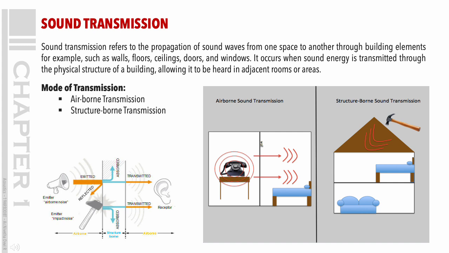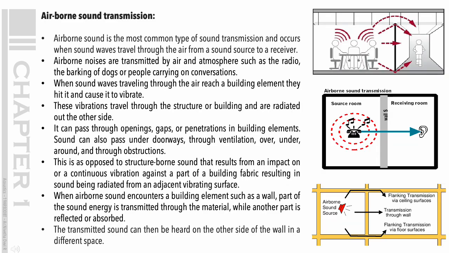Airborne transmission. Structure-borne transmission. Airborne sound transmission. Airborne sound is the most common type of sound transmission and occurs when sound waves travel through the air from a sound source to a receiver. Airborne noises are transmitted by air in the atmosphere, such as the radio, the barking of dogs, or people carrying on conversations. When sound waves traveling through the air reach a building element, they hit it and cause it to vibrate.